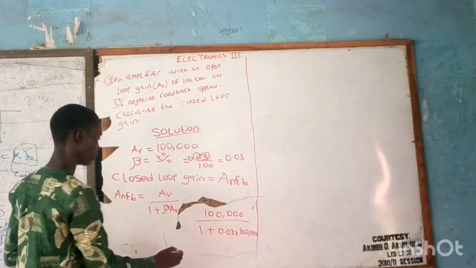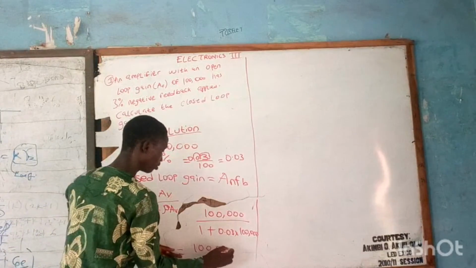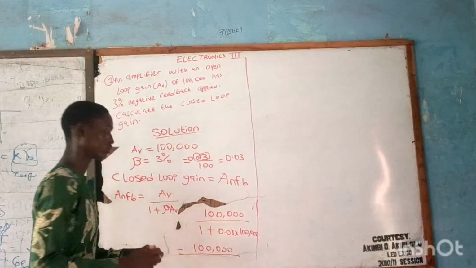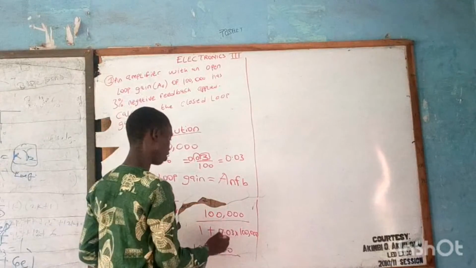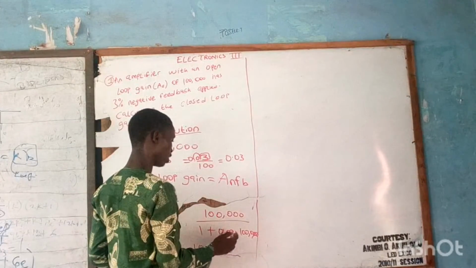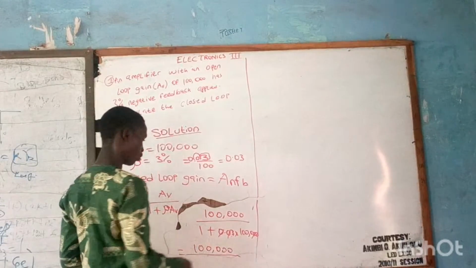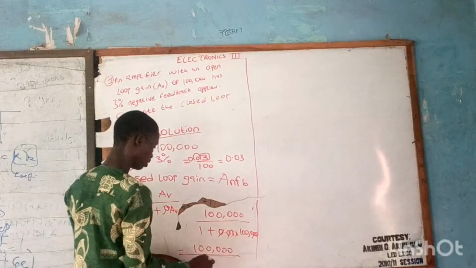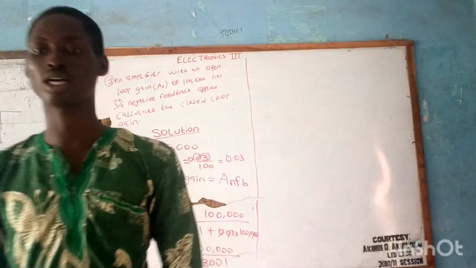So what do we have over here? We see 100,000 divided by 1 plus 0.03 times 100,000. The zeros here will cancel the zeros here, so we are left with 3 times 1,000, which gives us 3,000. 3,000 plus 1 is 3,001. So 3,001 is what we got.